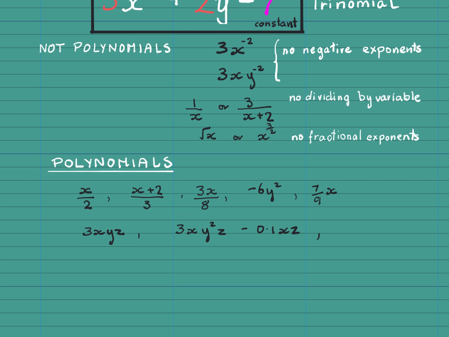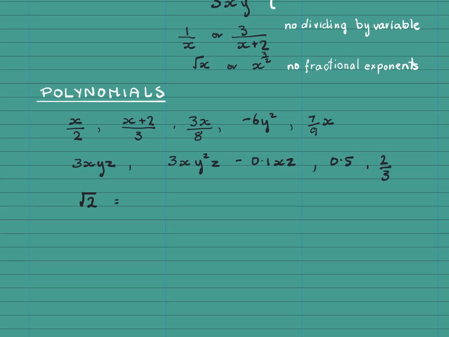We are allowed to have 0.5 on its own, because that is a constant, such as a fraction 2 on 3. We can have that too. Now, lastly, we can have root 2 because that is a decimal, and also it is a constant, such as 1.4142, etc. So these are all allowed.